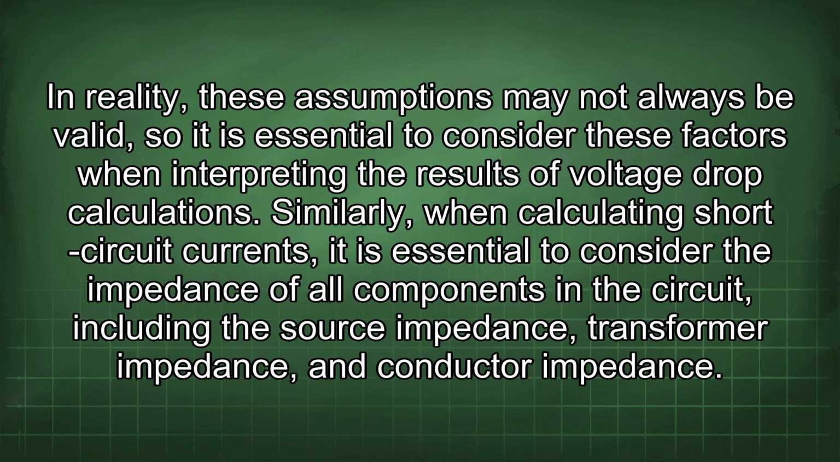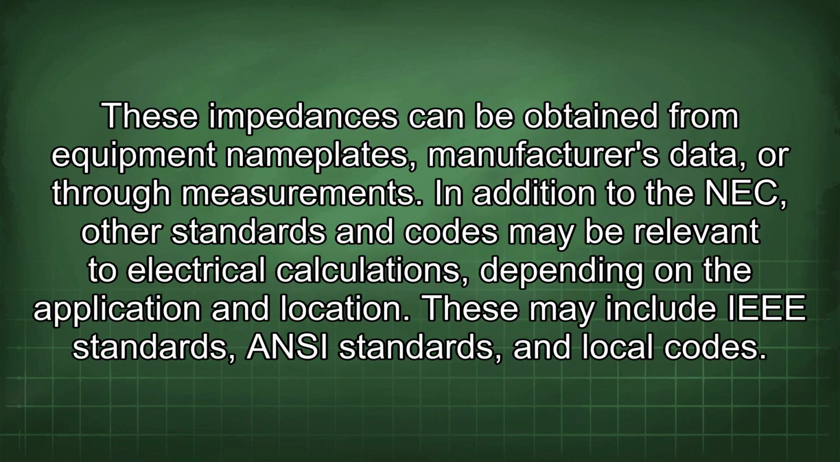In reality, these assumptions may not always be valid, so it is essential to consider these factors when interpreting the results of voltage drop calculations. Similarly, when calculating short-circuit currents, it is essential to consider the impedance of all components in the circuit, including the source impedance, transformer impedance, and conductor impedance. These impedances can be obtained from equipment nameplates, manufacturer's data, or through measurements.